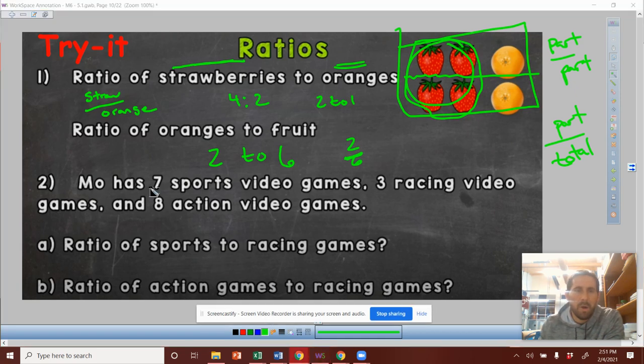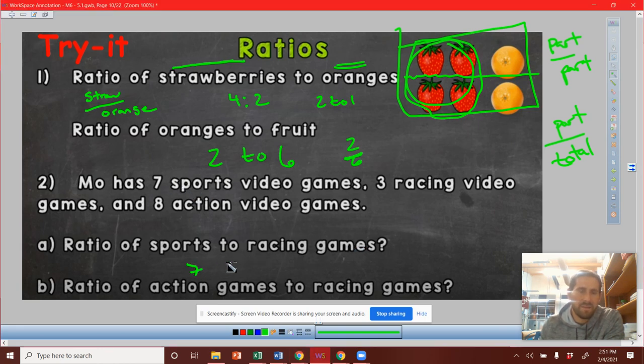Mo has 7 sports video games, 3 racing video games, and 8 action video games. Ratio of sports to racing games. So how many sports games? 7. Put in the word "to." How many racing games? There are 3 racing games. So that's your ratio, 7 to 3, or 7 colon 3, or 7 over 3.